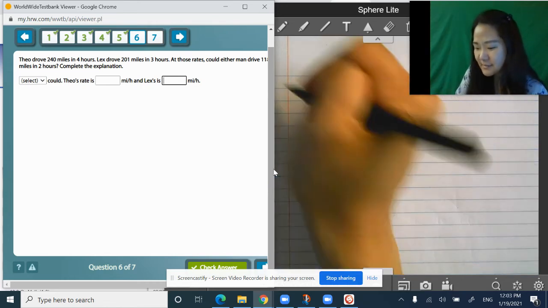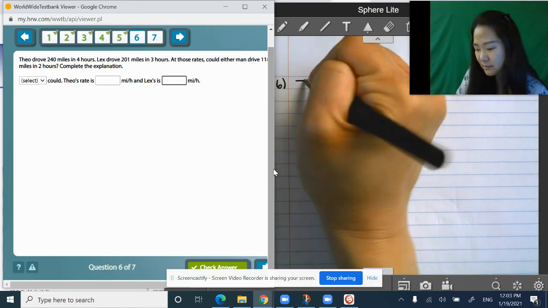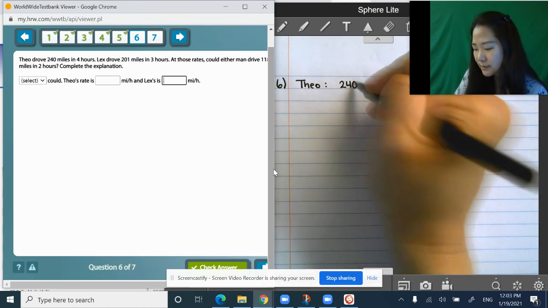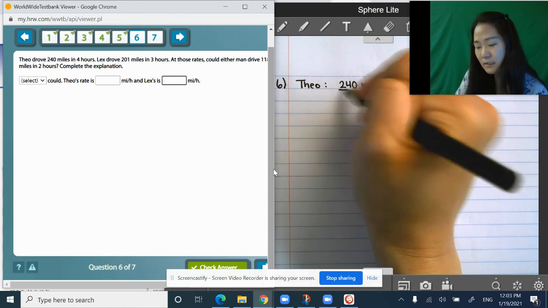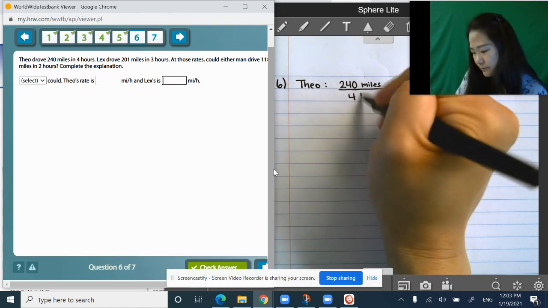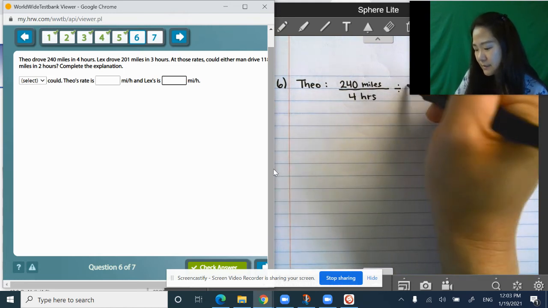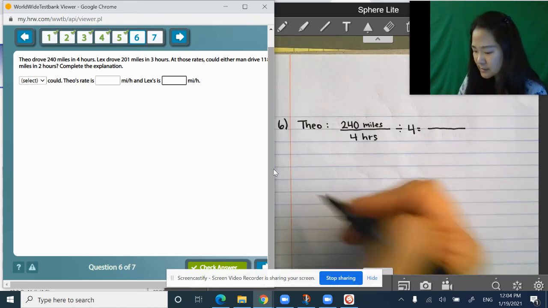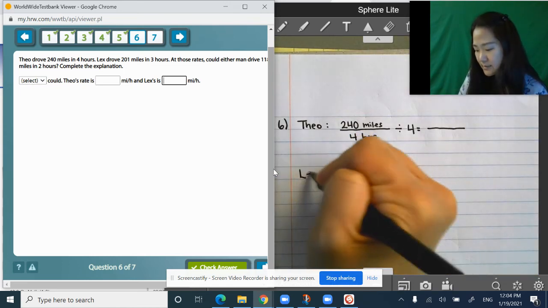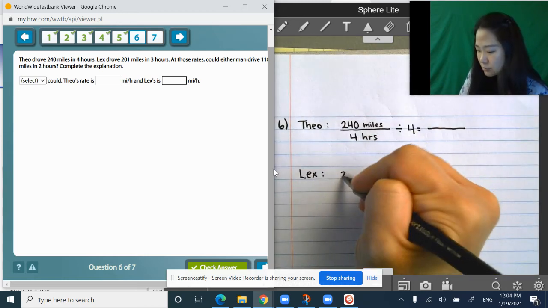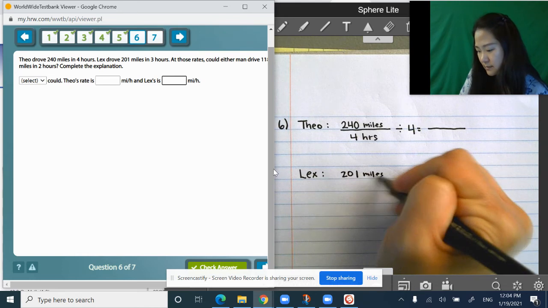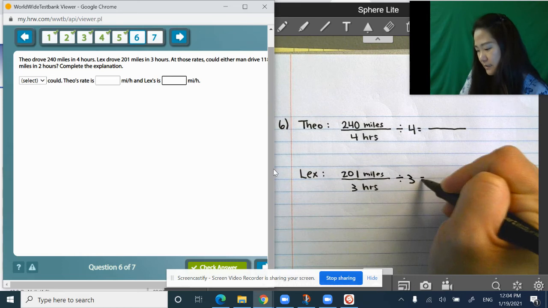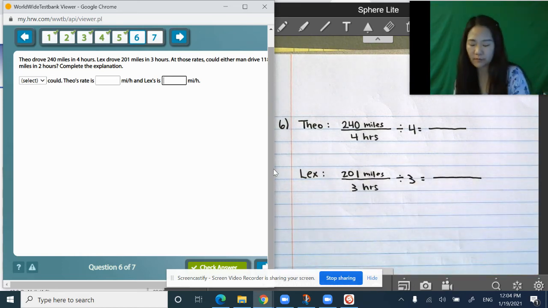So I'm going to find out the unit rate first. Okay, so here's number 6. Theo, 240 miles in 4 hours. And to find the unit rate, I'm going to divide by 4. And I'm going to do the same thing for Lex, who drives 201 miles in 3 hours. And I'm going to divide by 3. And that would give me the unit rate for both.